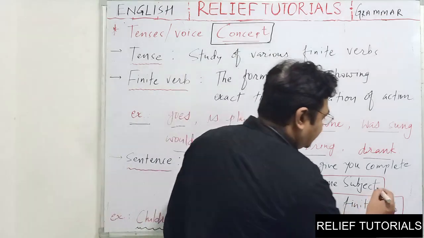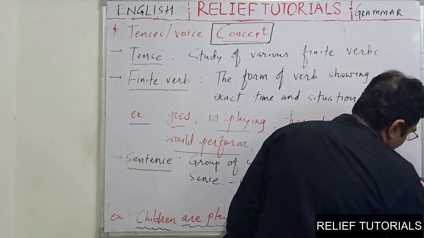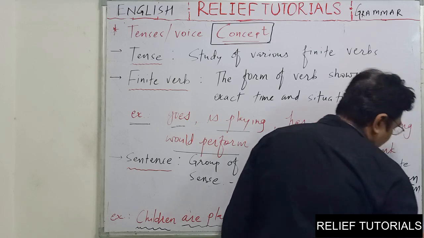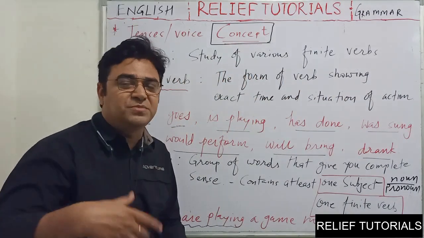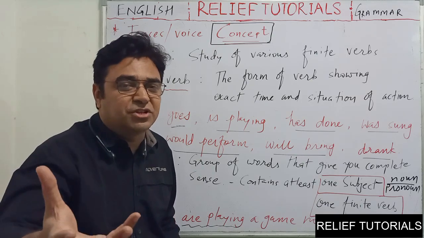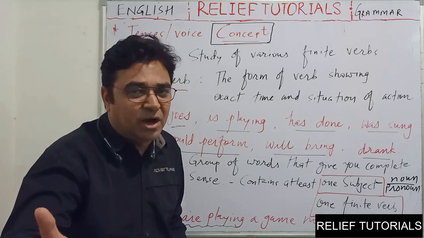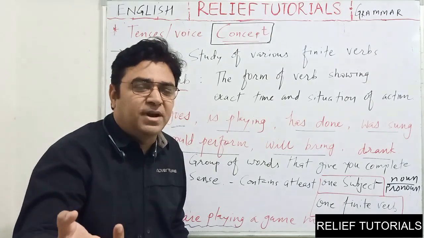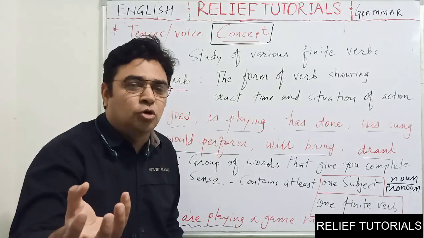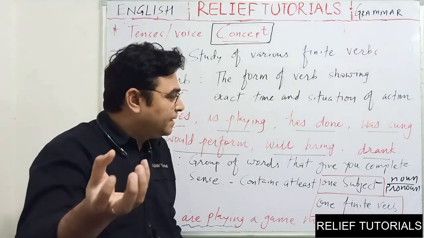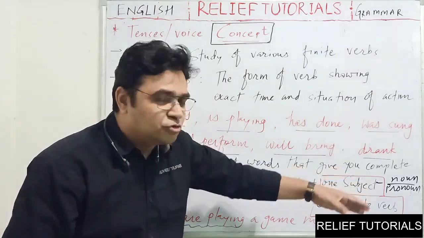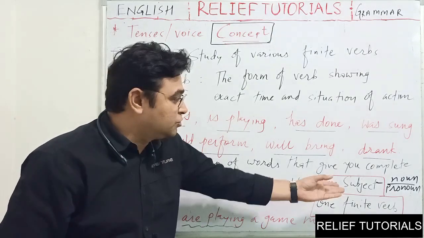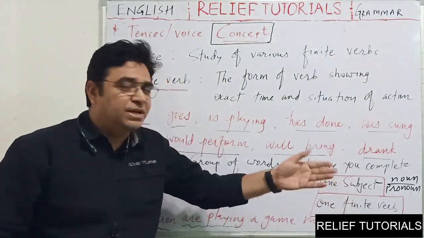Friends, subject is always a noun or pronoun. Well, if somebody performs an action, that performer of the action, the doer of the action, is either a noun, or the name of somebody or something, or something that replaces the noun. That is what? Pronoun. That is used in place of a noun. So subject is always a noun or pronoun.